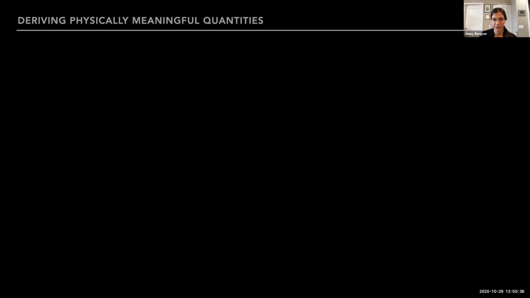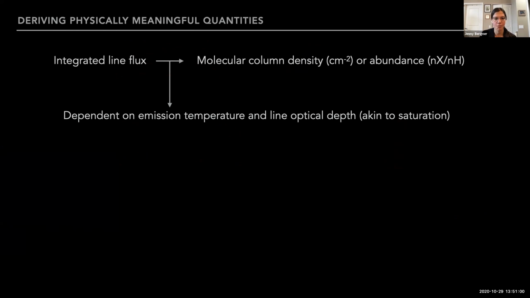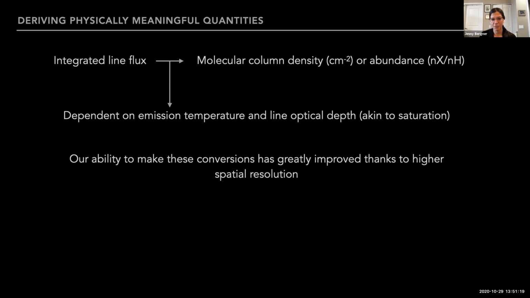From a chemical perspective, besides just providing us with very beautiful pictures, this has also really been technically a great advance as well. So I want to give an example of how we convert from line fluxes that we observe to actually physically meaningful quantities like a molecular column density or an abundance. In order to make this conversion, we have to make some assumptions about the emission temperature that the molecule is emitting at, and also the line optical depth, which is a property that can, in some cases, basically saturate the emission that you're looking at and break down a proportionality between the line flux and the column density.